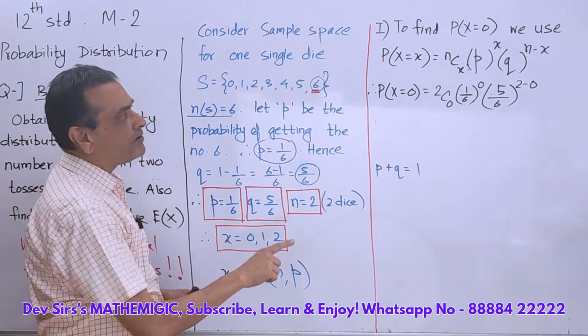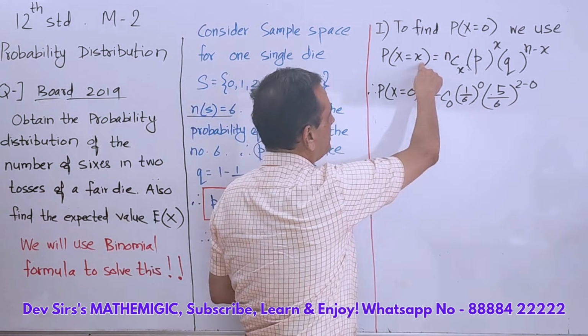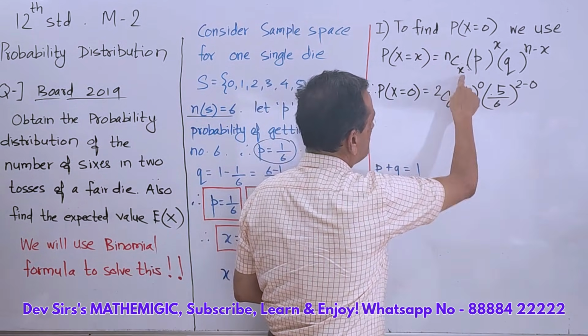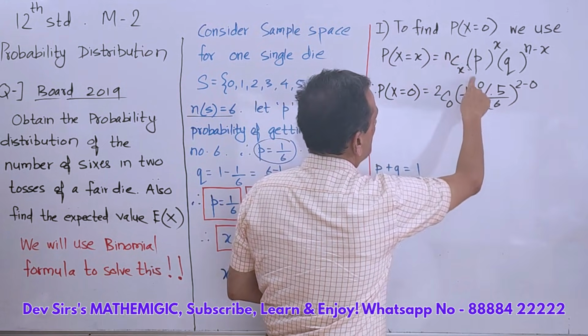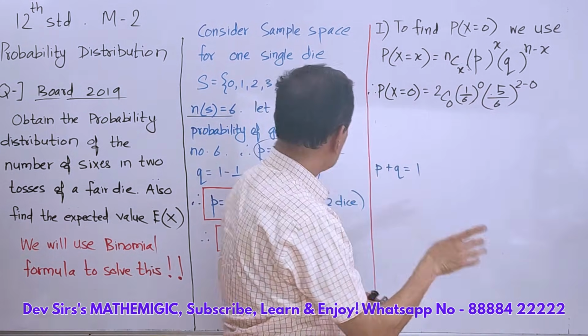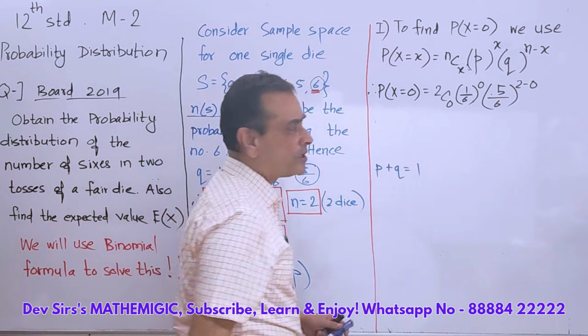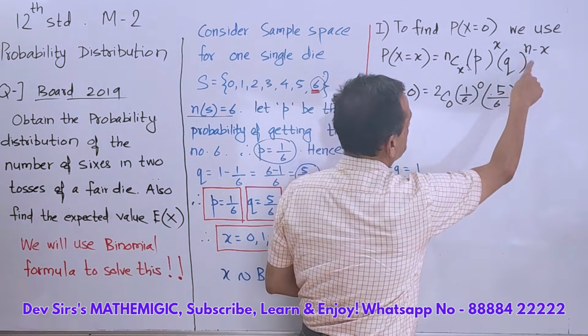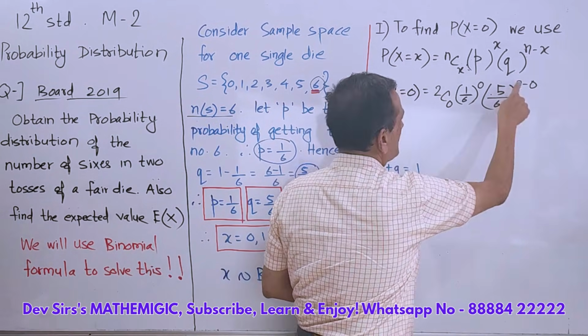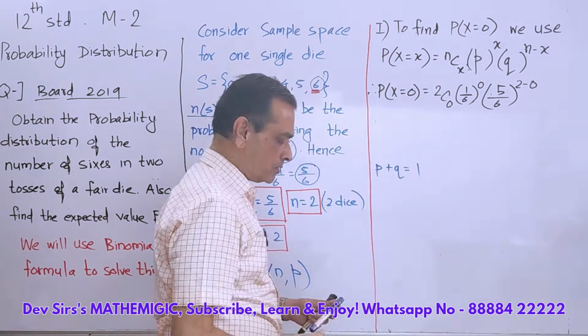So P of x equal to 0 means put x equal to 0 here. N is 2. P is 1 by 6. Starting में find out किया है, that's the reason it is important. Q is 5 by 6, raised to 2 minus 0. N minus x means 2 minus 0.